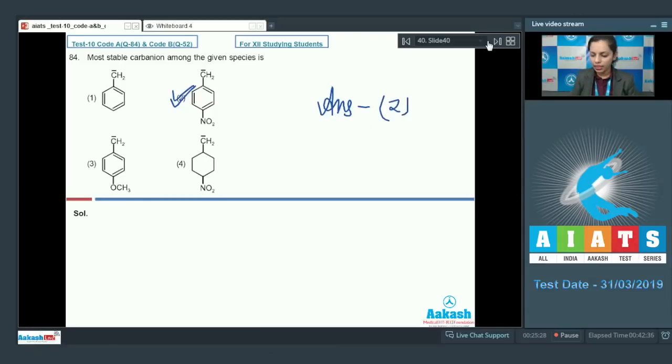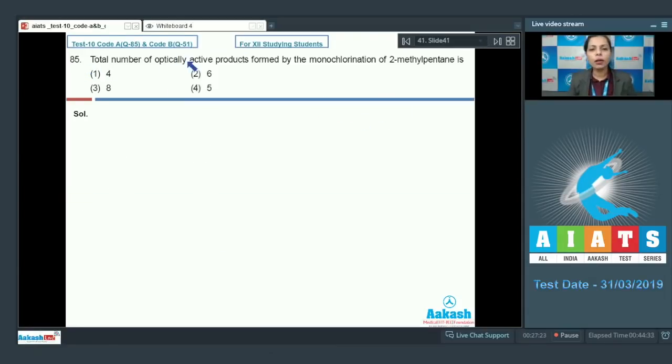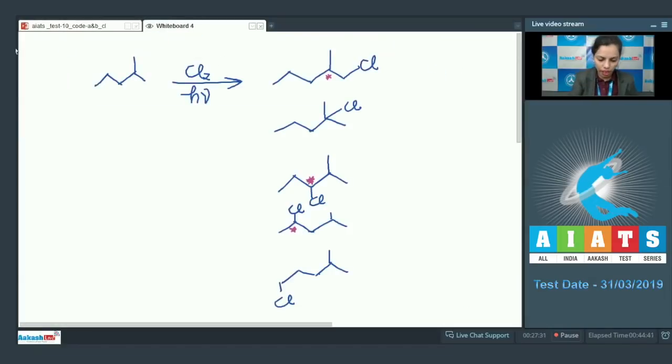After this, next is question number 85. Total number of optically active products formed by monochlorination of 2-methylpentane is? So first we need to check, this is 2-methylpentane. Its monochlorination is done in the presence of sunlight. There are the 5 products that you are obtaining. These are the structural isomers that you are obtaining. In the first compound, this is the chiral center, chiral carbon is there. In second compound, there is no chiral center. Third one, there is one chiral center. Further, it is also producing the chiral carbon here. And in the fifth one, there is no chiral carbon.